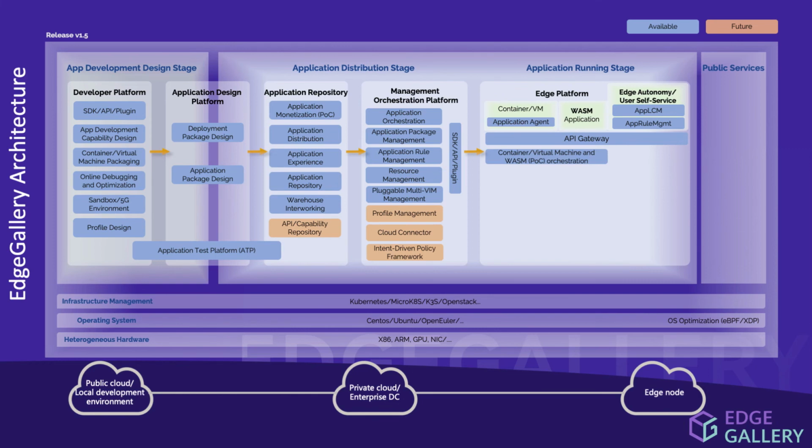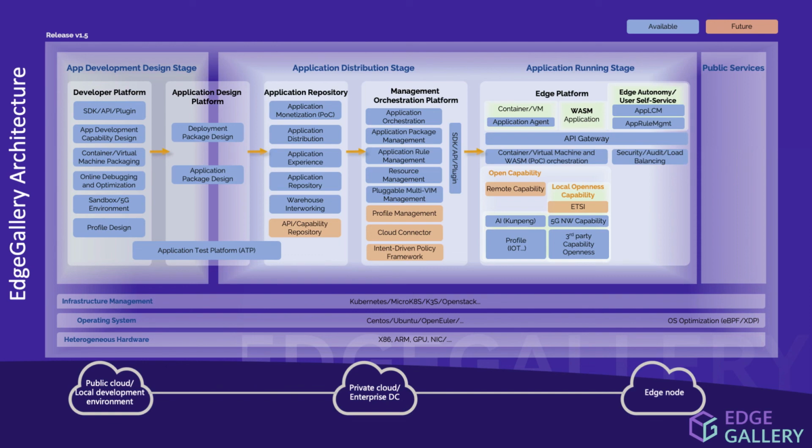Workload orchestration in the Edge is performed for containers, VM and WASM applications. Platform provides features such as security, auditing, load balancing, etc. for the applications. Capabilities are available in the Edge platform runtime to serve the applications. Capabilities are available as local and remote. Capabilities provided by the remote system which are not in the Edge are categorized as remote capabilities, and is planned for future. Local capabilities include 5G network capability, third-party capabilities exposed via MEC 011 specifications, AI, profiles, ETSI, etc.